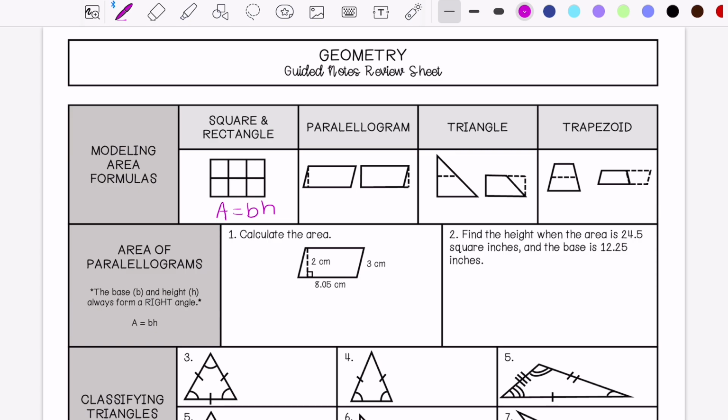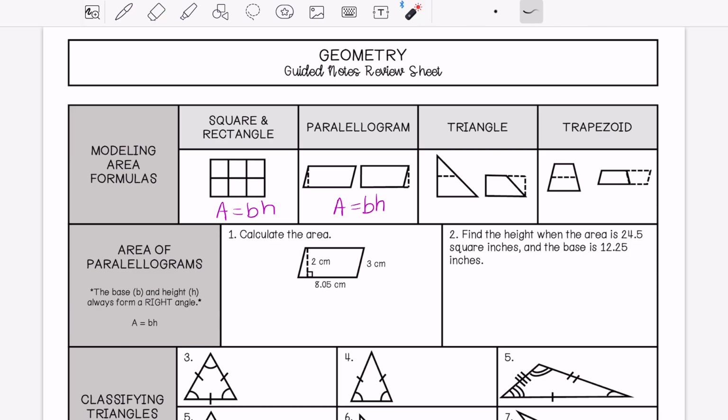Your height forms a right angle, a 90-degree angle. When I'm looking at a parallelogram, we need to create that right angle to get our height. Our height cannot be this slant right here. We have the same formula: area equals base times height. All these area formulas are centered around the relationship between the shape and a rectangle or a square.